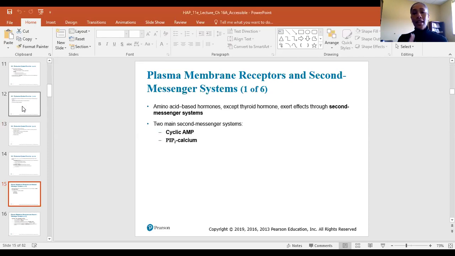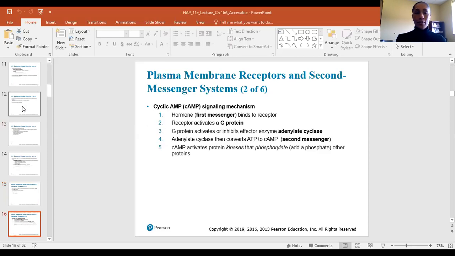We have two main second messenger systems, cyclic AMP and then PIP2 calcium. For each one of these processes, I'm not going to test you on the actual order of events, so you don't need to study these two processes that way. I just want you to have an overview and a general understanding of these two processes that are used to allow amino acid-based hormones to communicate and cause a response within a cell.